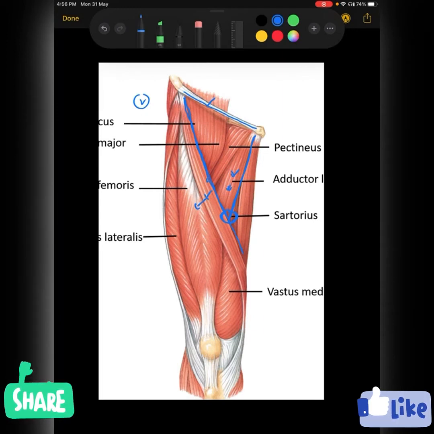Now let's talk about the floor of the femoral triangle. Floor of the femoral triangle is muscular. It is formed by four muscles. From lateral to medial, these muscles are iliacus. You will not clearly appreciate the muscle belly of psoas major, but you will get to see the psoas major tendon. So iliacus, psoas major tendon, pectineus, and adductor longus. These four muscles form the floor of the femoral triangle, right? These are the four muscles.